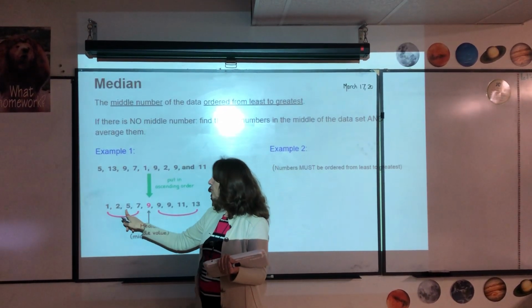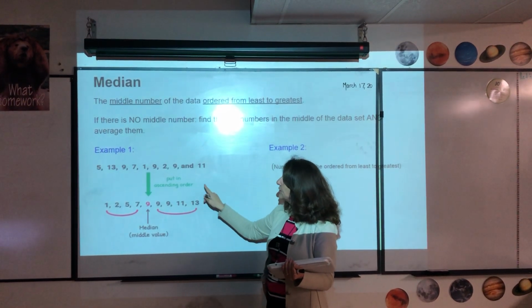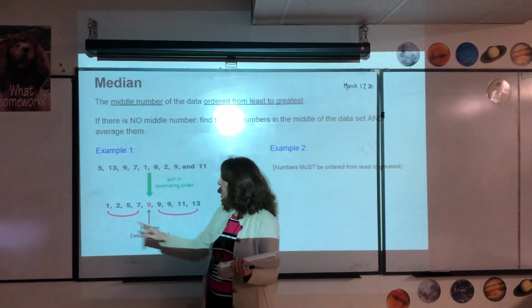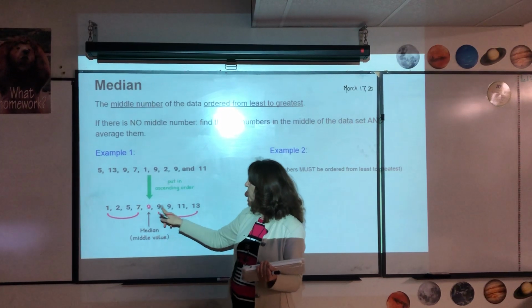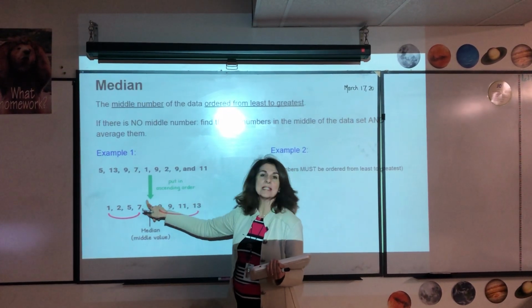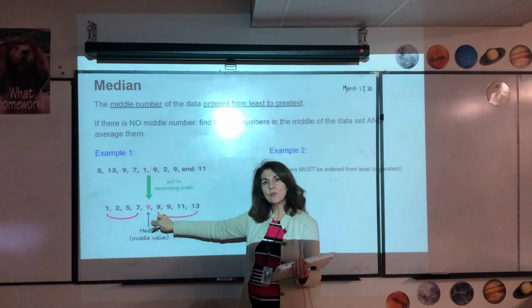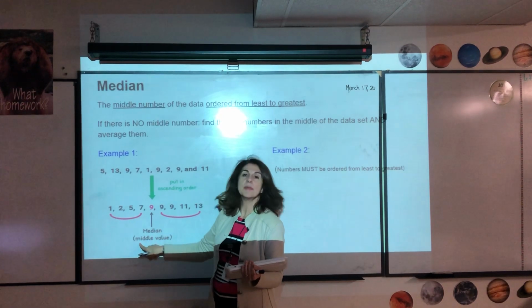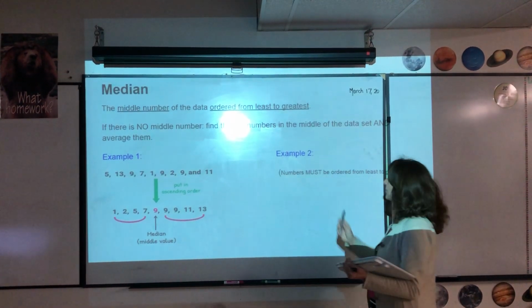So 1, 2, 5, 7, 9, 9, 9, 11, and 13 there. So they're all in the correct order now, from least to greatest. I count the numbers 1, 2, 3, 4, 1, 2, 3, 4. There is a number right here in the middle. That number that is in the middle is my median, right here, median. The number that is right in the middle of the set.